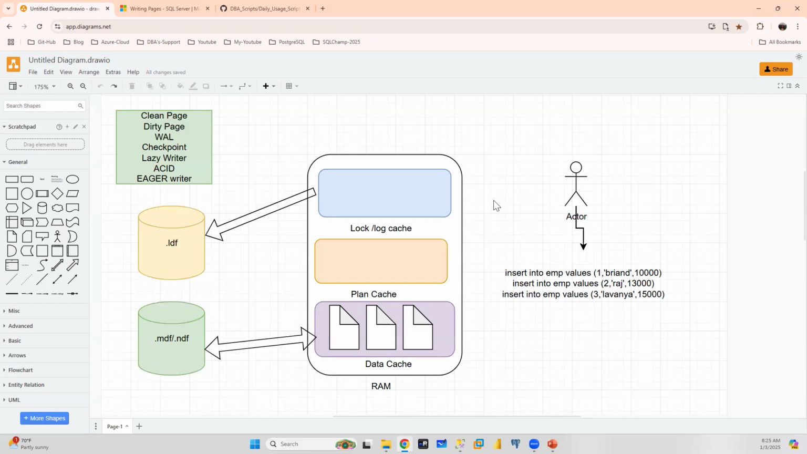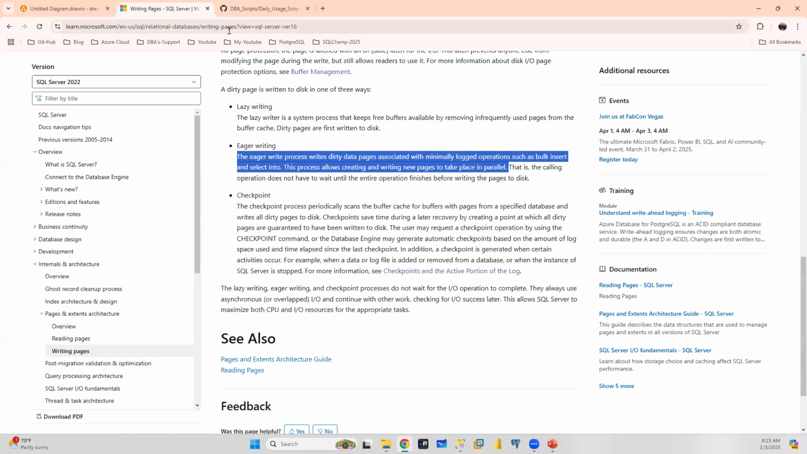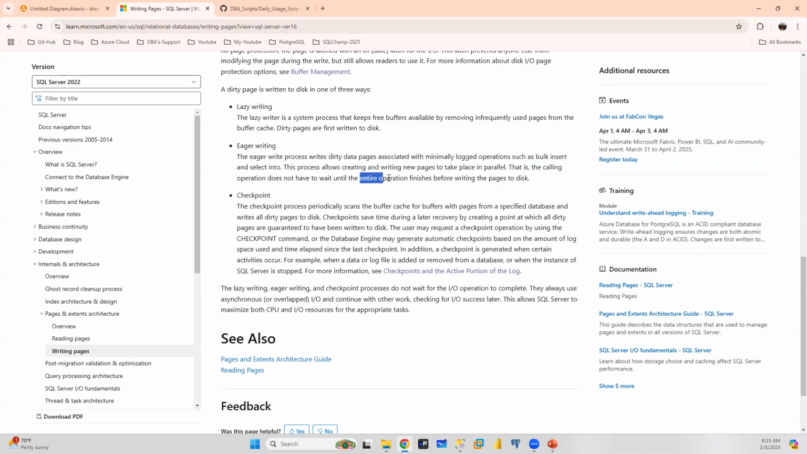Parallelly creating, writing the pages in the buffer, because traditionally, until you commit, the data won't move to the MDF file. See what Microsoft is saying: the calling operation does not have to wait until the entire operation finishes before writing the pages to disk. It is not waiting for the operation to finish. Once the operation finishes, the checkpoint and lazy writer, whenever it triggers, will start moving the data.